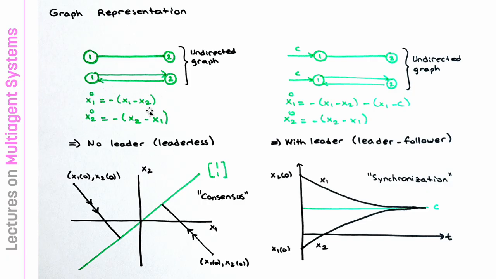graphs basically model how agents exchange information with each other. For example, consider this graph. This represents the consensus dynamics when we have no leader, no external commands. So this is a leaderless configuration. Agents' protocols and control signals depend on each other, with no external commands.